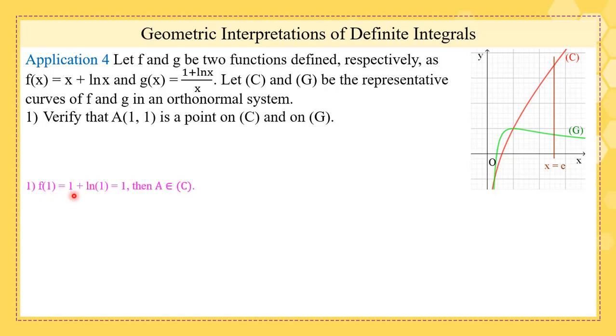Solution: f of 1 equal 1 plus ln 1 equal 1. Since ln 1 equal to 0, then A belongs to C. Same, g of 1 equal 1 plus ln 1 over 1 equal 1. Since ln 1 equal to 0, then A belongs to G.